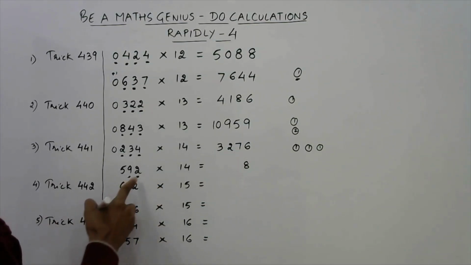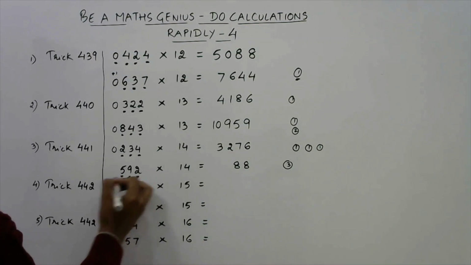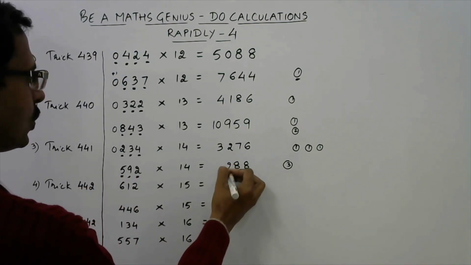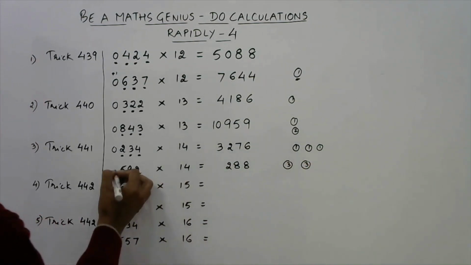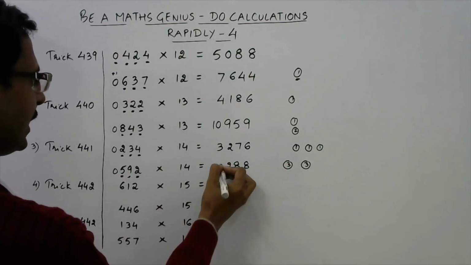4 twos are 8. 4 nines are 36 plus 2, 38. 3 carry. 4 fives are 20, 29. 32. Again 3 carry. So 4 zeros are 0 plus 5, 5. 5 plus 3, 8.